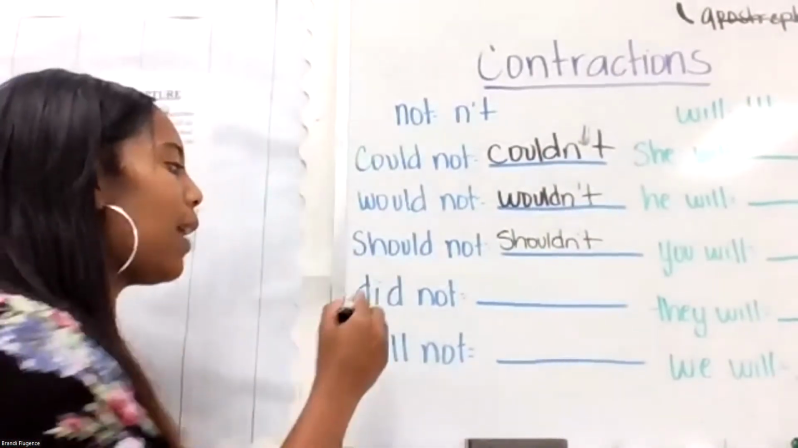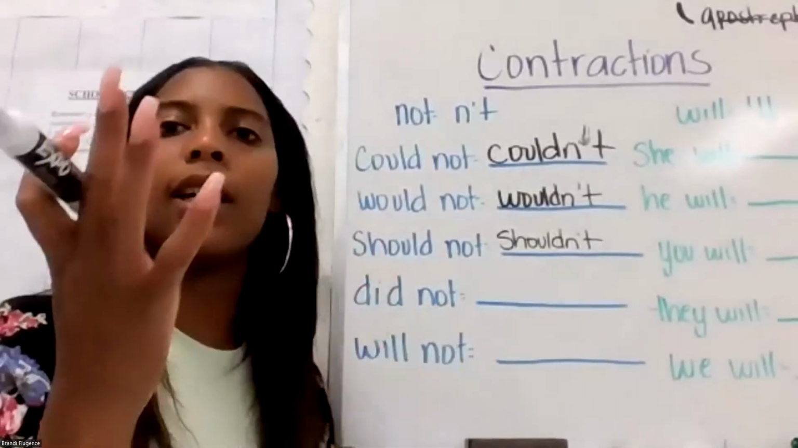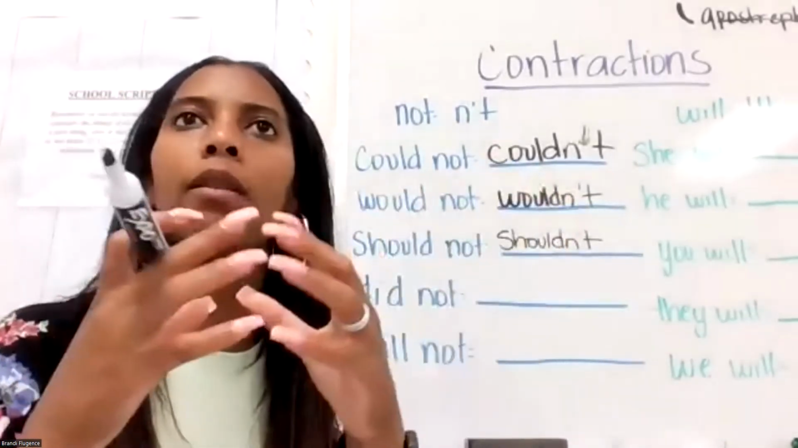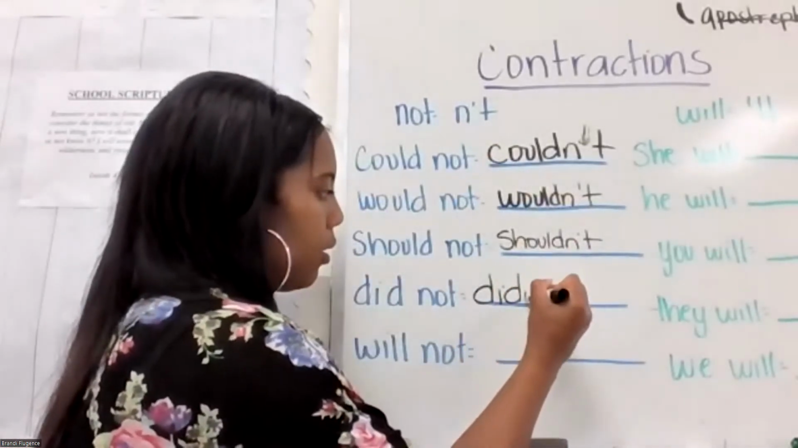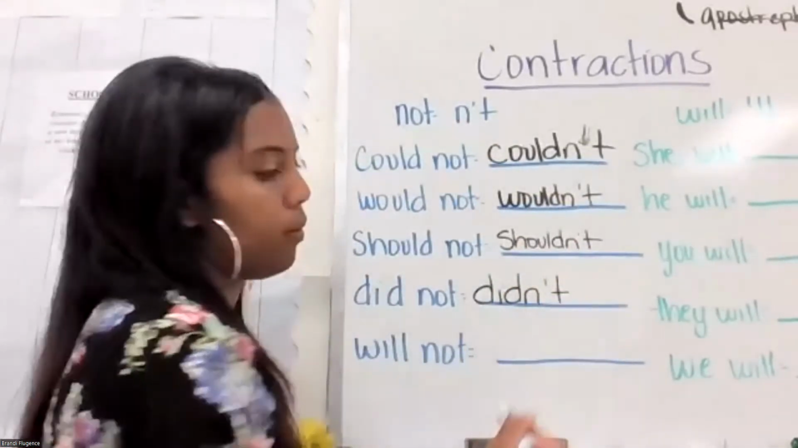Okay. Next I have did not. When I have did and I have not, when I put them together, it becomes didn't. I didn't do it. Of course I didn't.